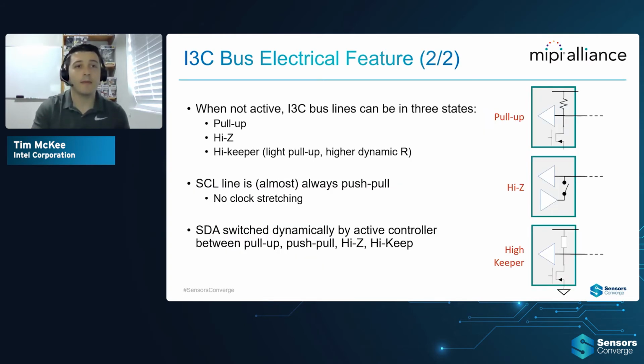Now, when not active, we also support lower power states. I3C can actually be in 3 different states, from pull up to high Z to high keeper. And then the clock, or the SCL line, almost always in push pull, because in I3C there's no clock stretching, which was allowed back in I2C, so you might be familiar with it, but in I3C there is no clock stretching. And then also the SDA, we dynamically switch between those different states, so that we can always keep energy efficiency in mind.